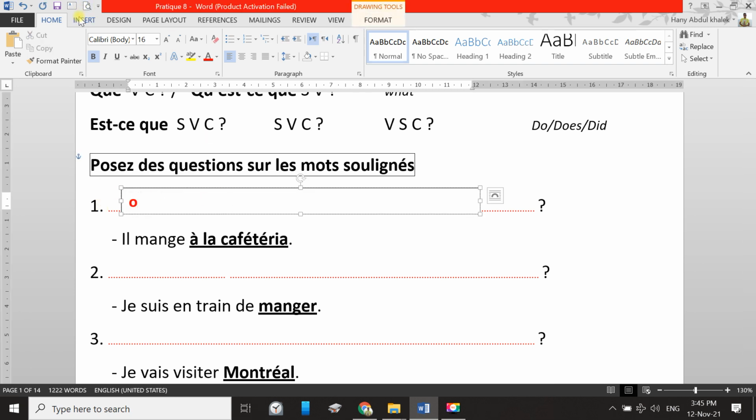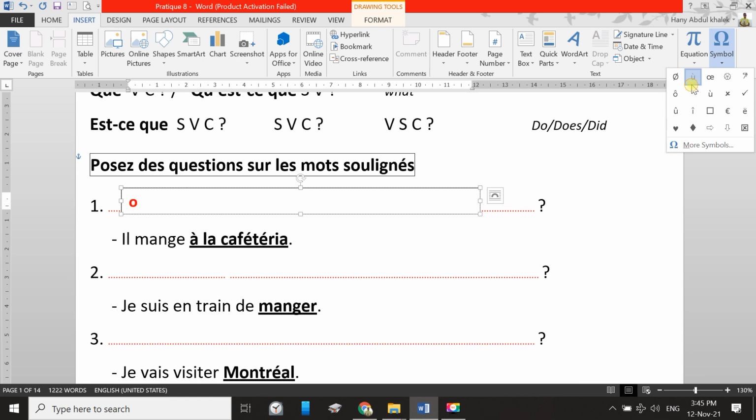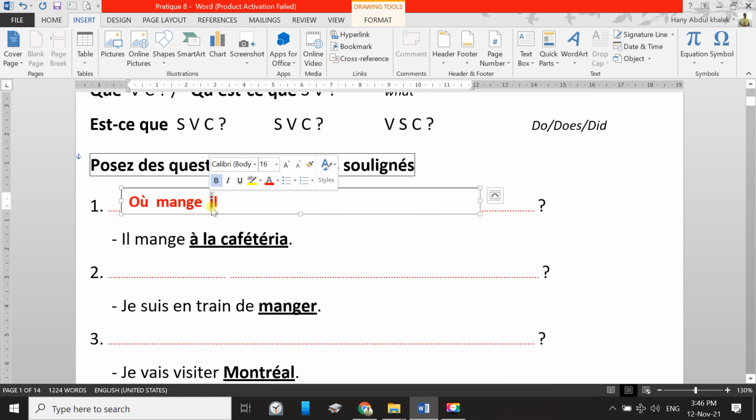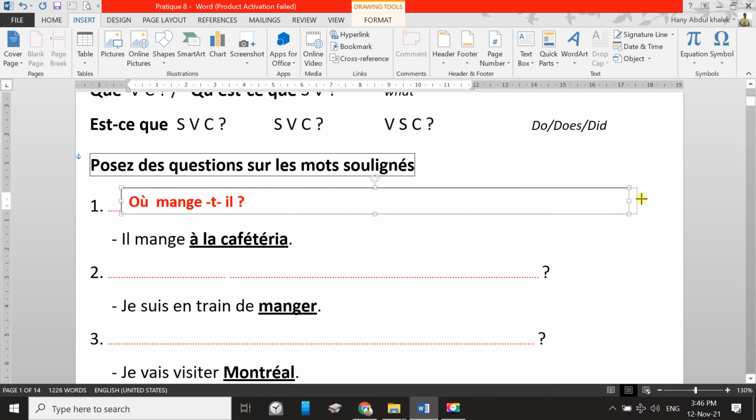Okay, où. Then we do a cross: mange and then il. Here il starts with a vowel and mange finishes with a vowel letter too. So we have to put a T between two hyphens, to get mange-t-il. In English you say where do you eat? But in French we have 3 other ways to say this question.